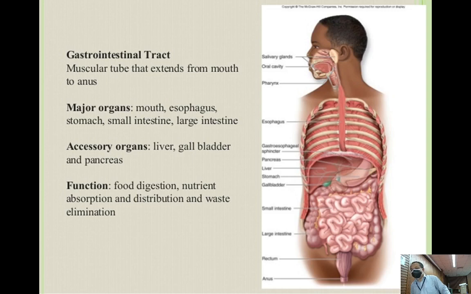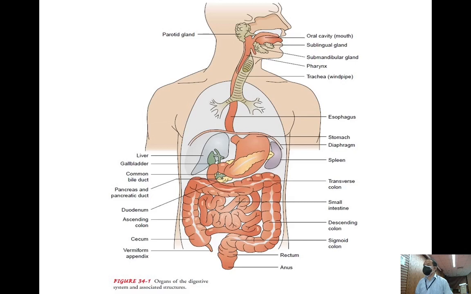So function is therefore obvious. It is mainly for ingestion, for digestion, for absorption, and for waste elimination. This is the major function of the gastrointestinal tract. So this is an overall view, or what we call a bird's eye view, a panoramic view of the gastrointestinal tract.